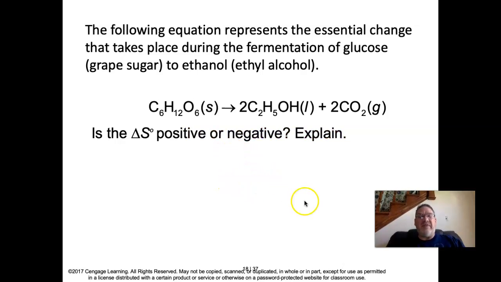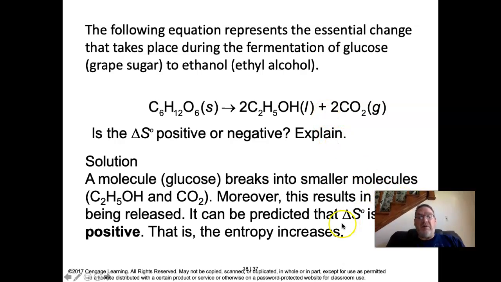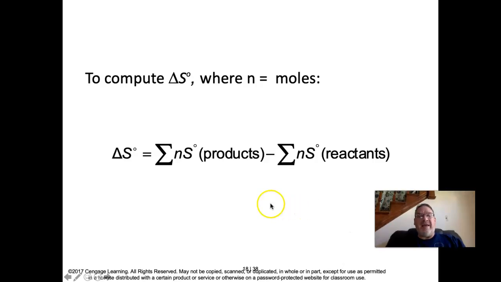So we can look at this example here, and we don't have to plug in numbers, but what we can see, again, it's a decomposition reaction. The glucose breaking down into alcohol and carbon dioxide. And because it's that decomposition reaction, we're going to have a value of delta S, the entropy, going to be increasing. We can plug in the numbers.